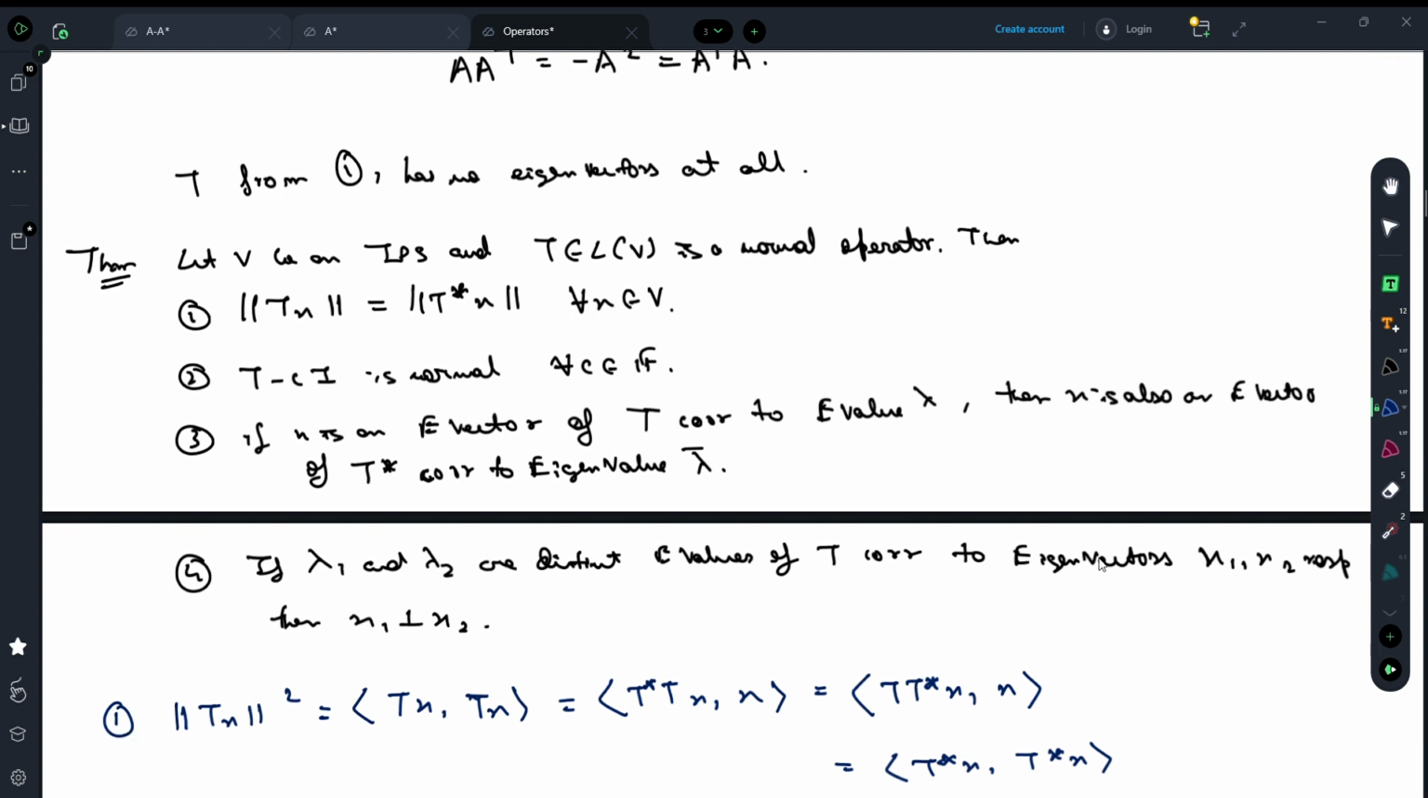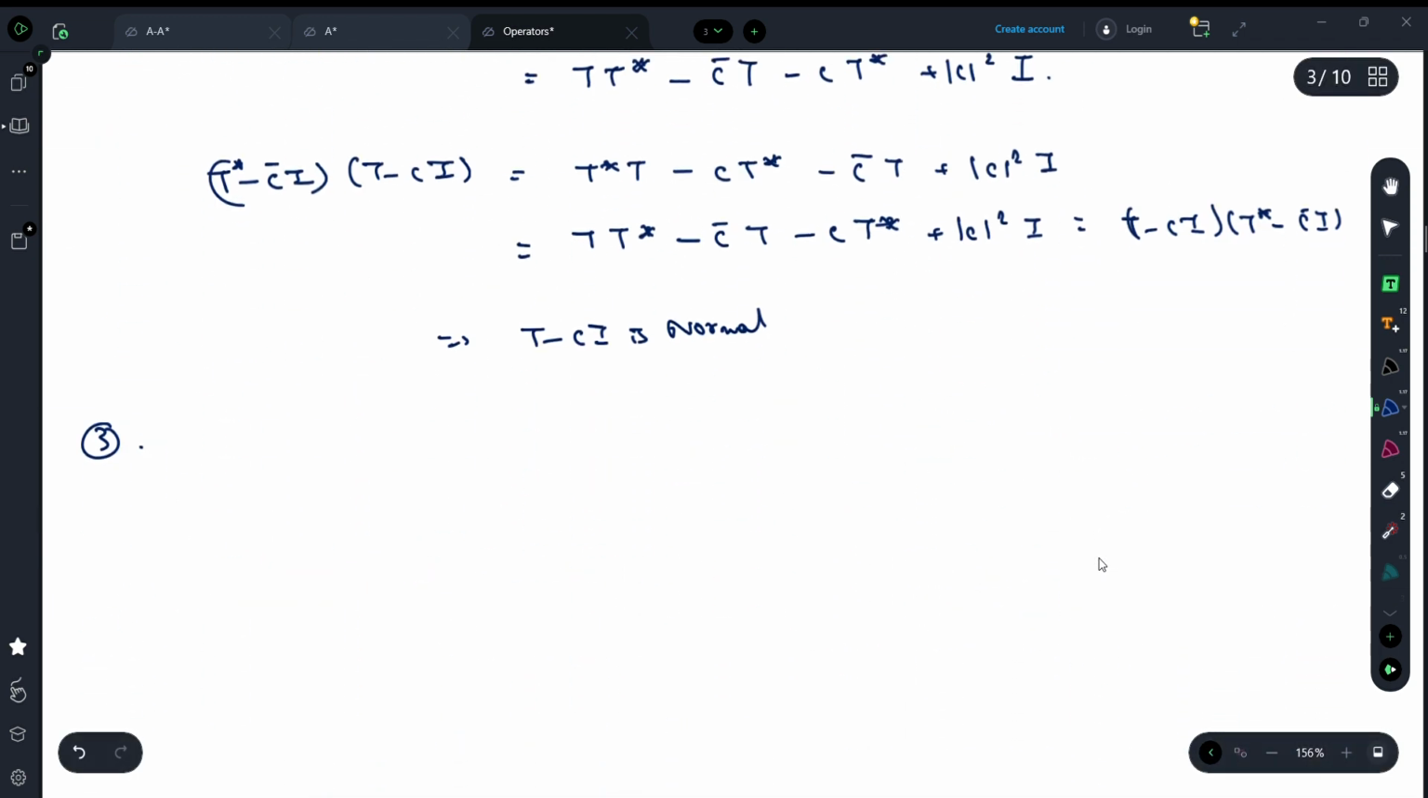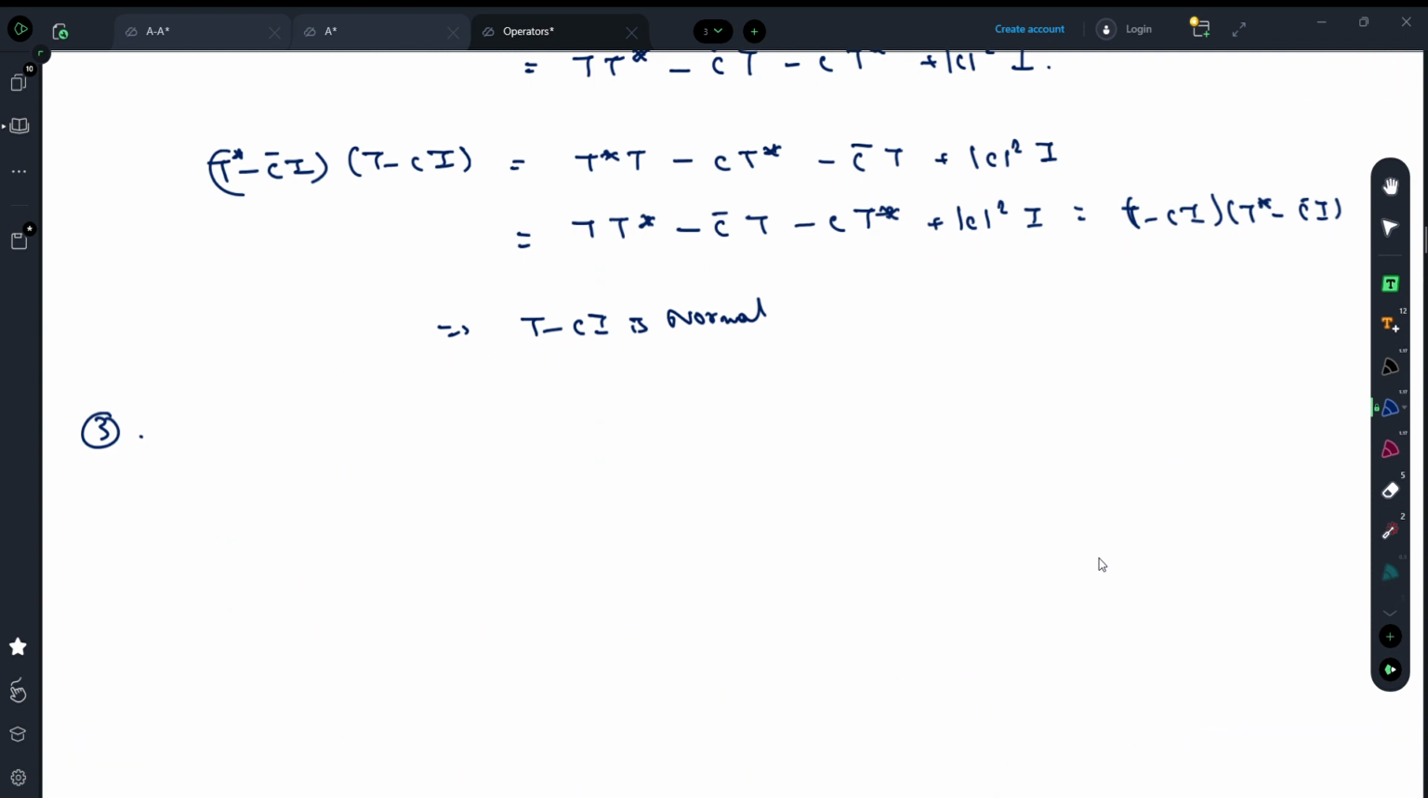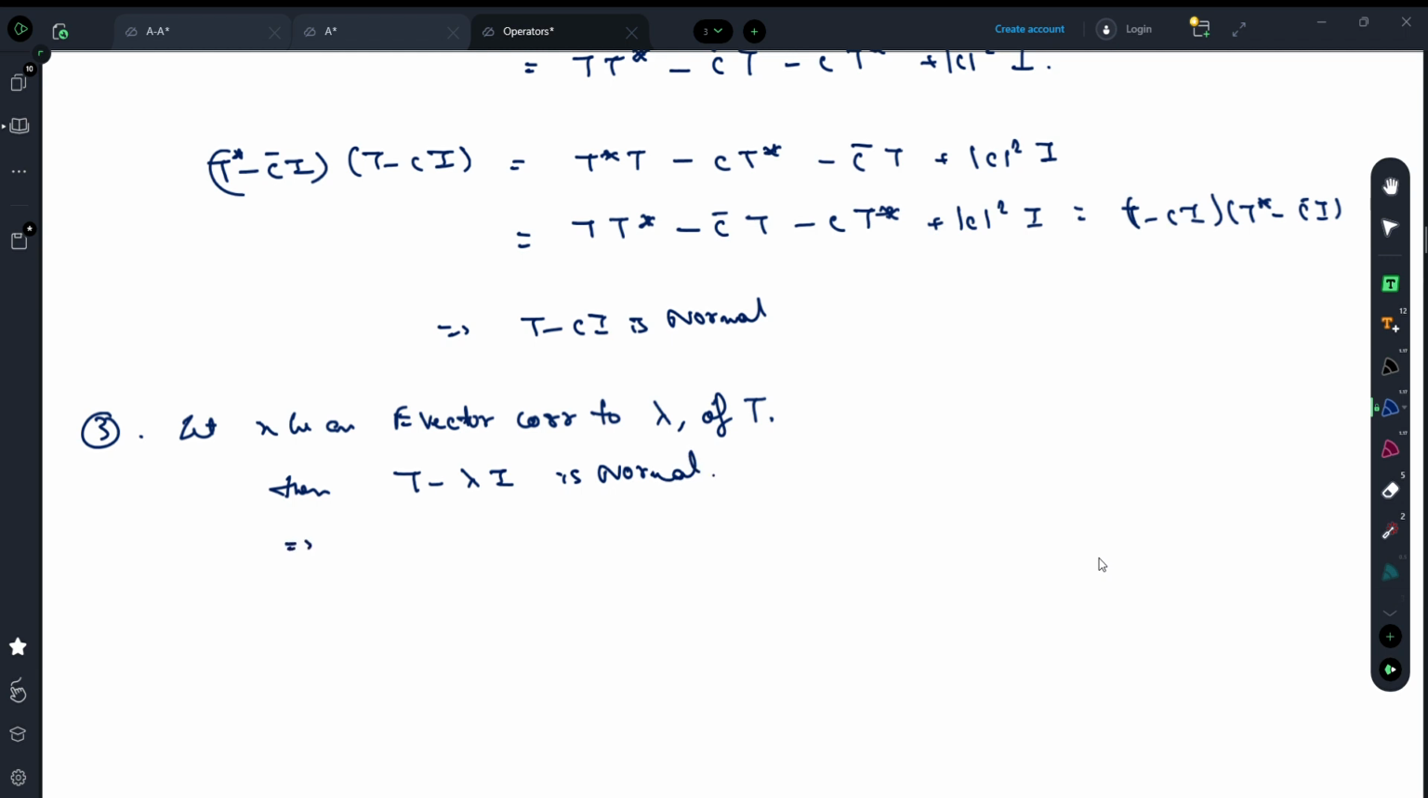Let's talk about the third point. So what was the third point? The third point was that if x is an eigenvector of T corresponding to eigenvalue lambda, then it's still an eigenvector of T* corresponding to eigenvalue lambda bar. How can we prove this? We already know that T − cI is normal for any scalar c. So as given, let x be an eigenvector corresponding to lambda of T. Then T − λI is normal.